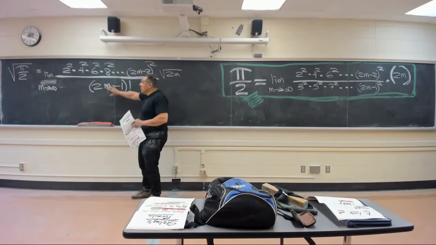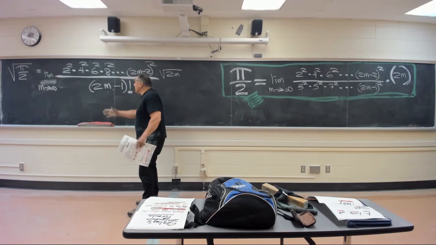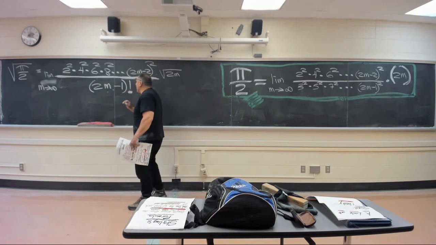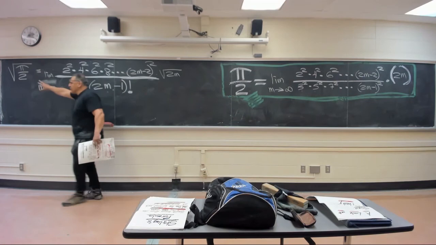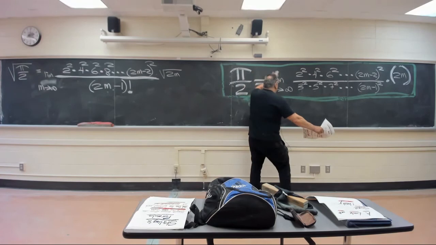We tacked on 2 times 4 times 6 times 8 times 10 times 12 times 14 times 16. We tacked all that on to the bottom. If you did that to the denominator, you've got to do it to the numerator for this equation to hold. Because remember, we square rooted each side of this equation.